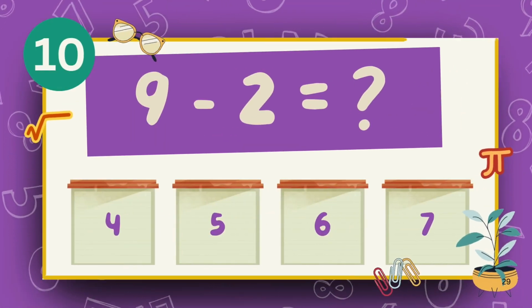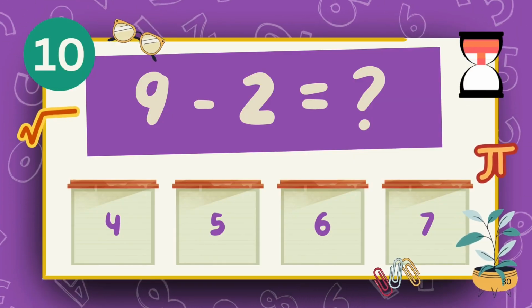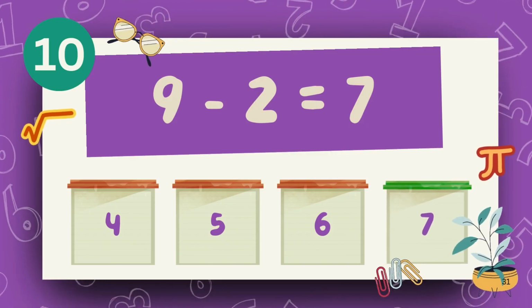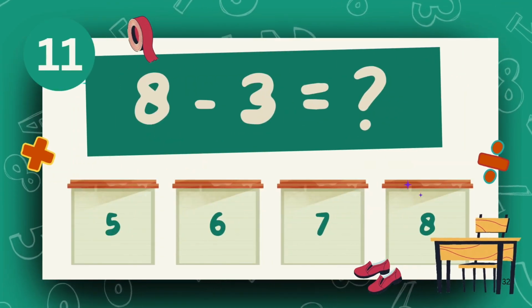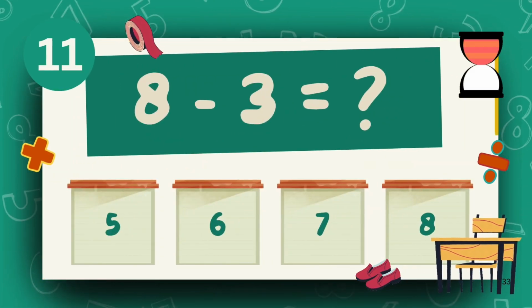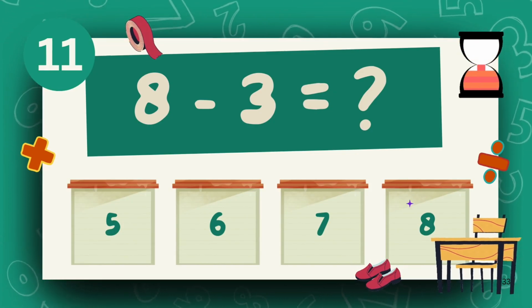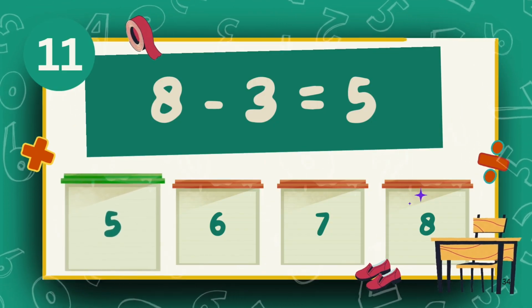What is 9 minus 2? The answer is 7. What is 8 minus 3? The answer is 5.